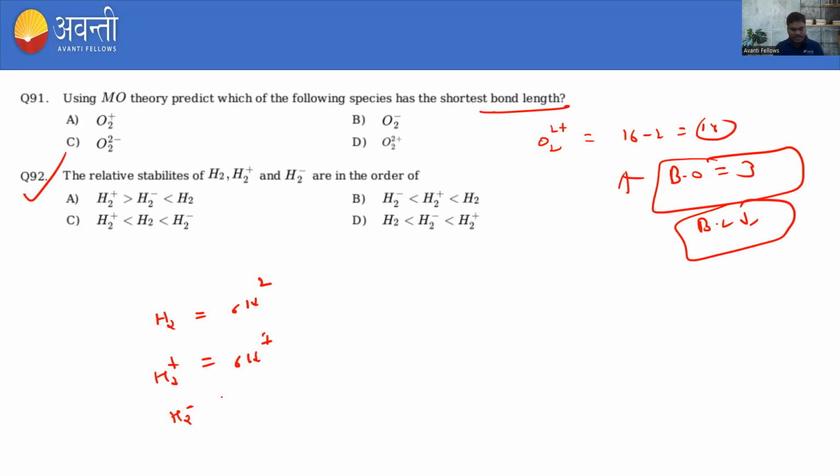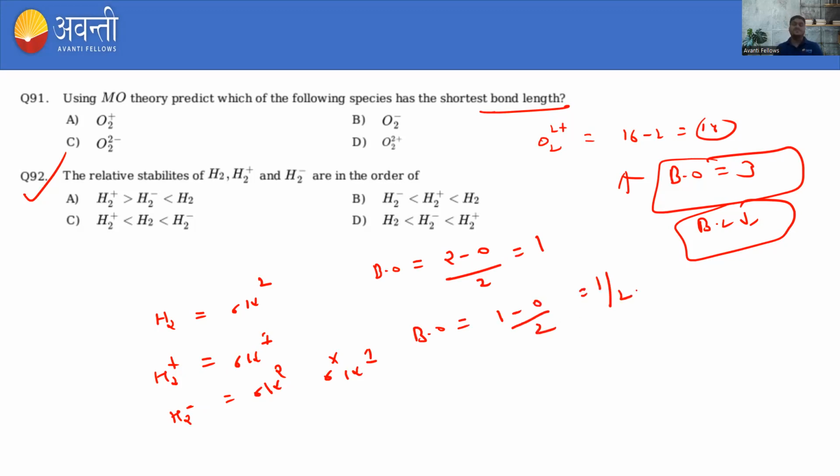Similarly for H2 negative, we can write sigma 1s2 sigma star 1s1. Let's calculate the bond order. So bond order for this is 2 minus 0 upon 2, that comes out to be 1. Bond order for this, that is 1s2 sigma star 1s1, is 1 minus 0 upon 2, that is 1 by 2.